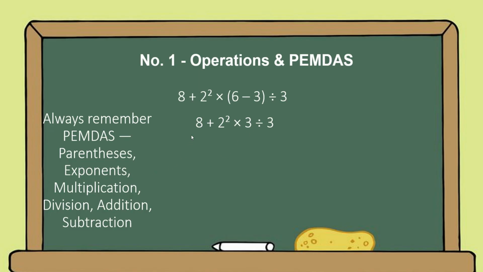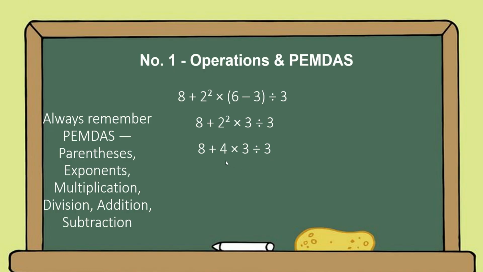After simplifying, our expression now becomes 8 plus 2 raised to 2 times 3 divided by 3. Next, we move to the exponent. The term 2 raised to 2 means 2 raised to the power of 2, which equals 4. Substituting this value, the expression now becomes 8 plus 4 times 3 divided by 3.